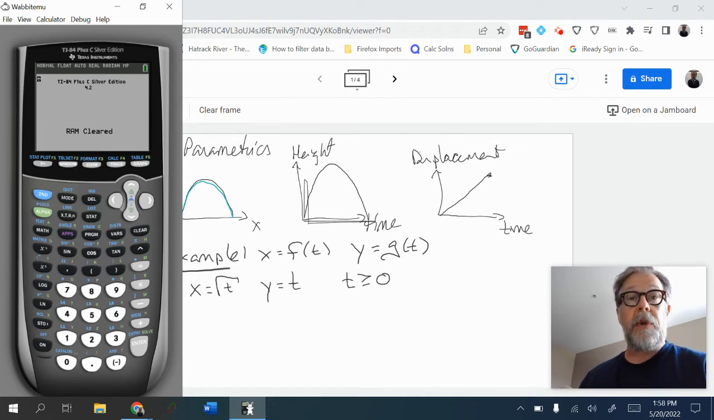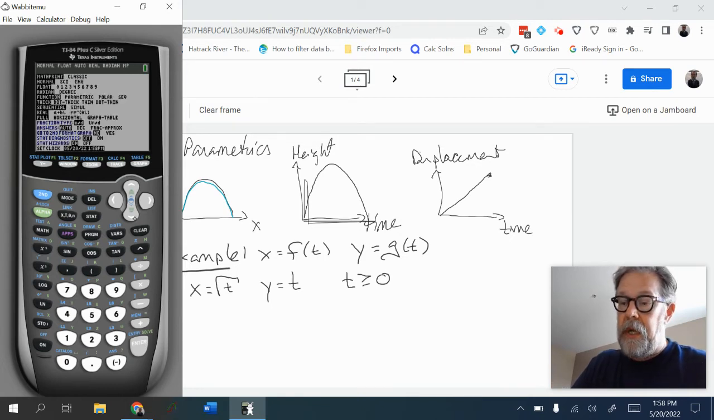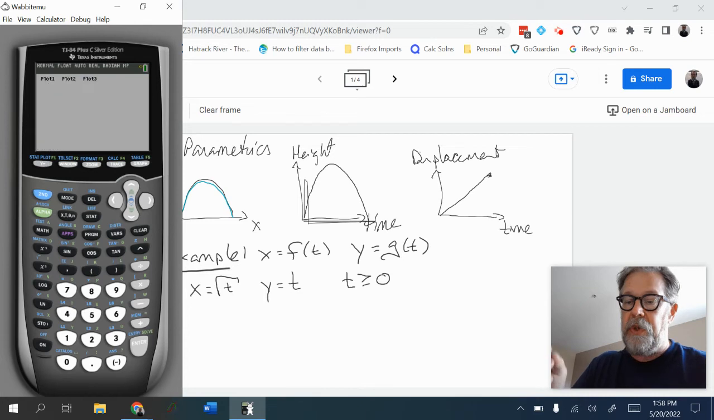So first thing we need to do is put it in parametrics mode. On the TI, we press the mode button. We look down at about line 5, and you'll see function, parametric, polar, and sequential. These are all the kinds of graphing you can do. And we're going to choose parametric. And now what you will see is that when you go to your y equals equation editor, we've got x1 as a function of t, y1 as a function of t, instead of just y1, y2, y3 working our way down. So let's put in square root of t.